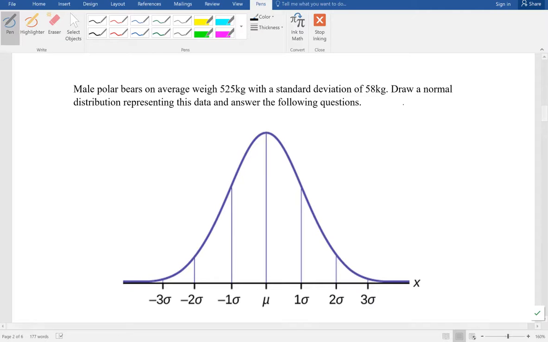Okay, here's an example. Male polar bears on average weigh 525 kilograms with a standard deviation of 58 kilograms. Draw a normal distribution representing this data and answer the following questions.